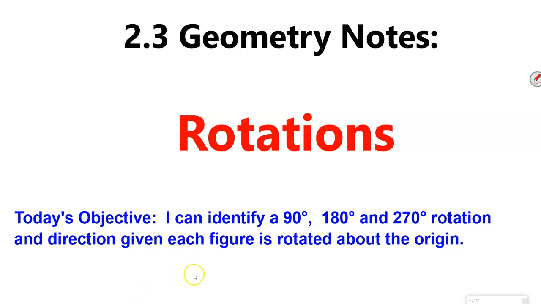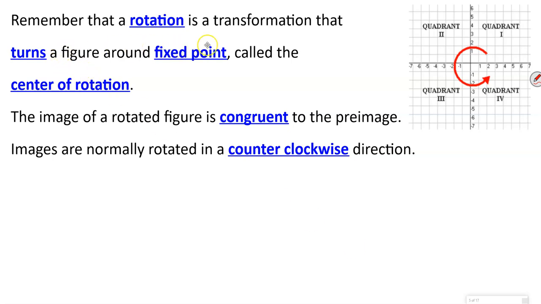So today's lesson is about rotations, and we're going to identify 90, 180, and 270 degree rotations and the direction given each figure is rotated about the origin, okay? So remember that a rotation is a transformation that turns a figure around a fixed point called the center of rotation, and our center of rotation is going to be the origin right there, okay?